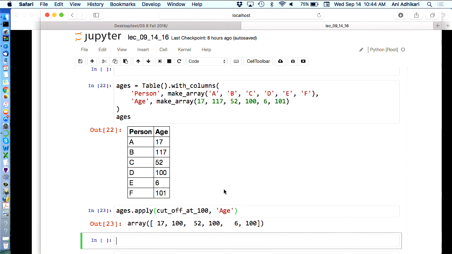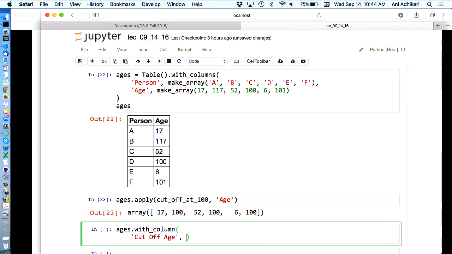And indeed, you can augment your table by methods that you now know. You can do ages.with_column. What should I call it? How about cut off age? And this is exactly the array that I computed up there. So ages.apply my function cut off at 100 to the column age.